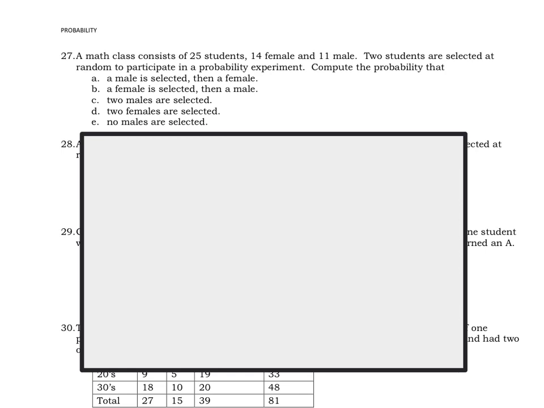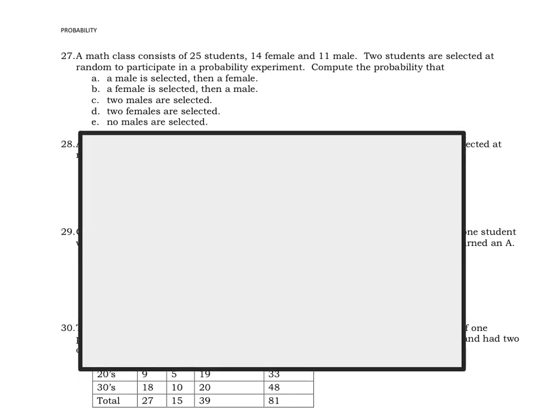So I think we could look at this as a probability of a male and then a female. So the probability of a male being selected would be 11 out of 25. Okay, and then a female. So one of the students has already been selected, so now there's 24. And a female has not been selected yet, so there would be 14.